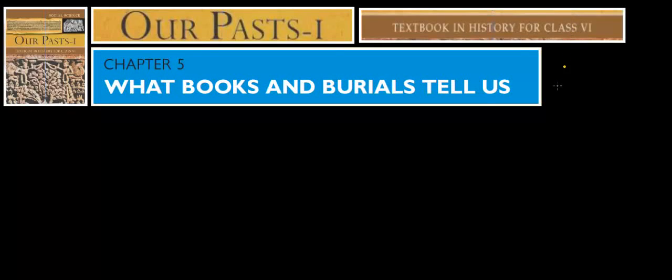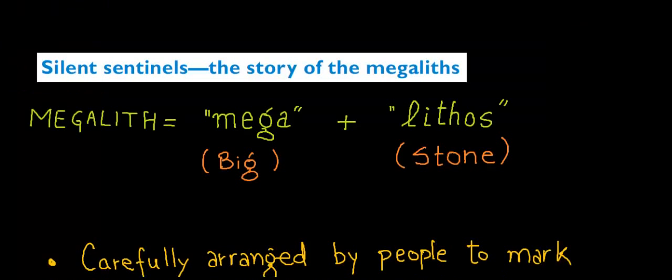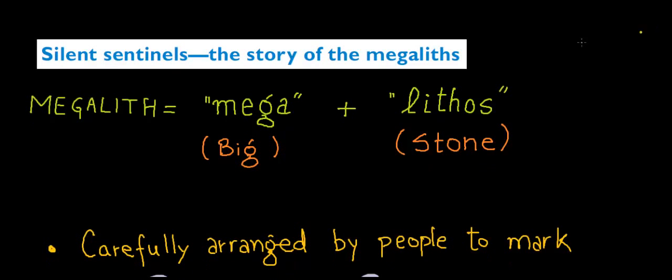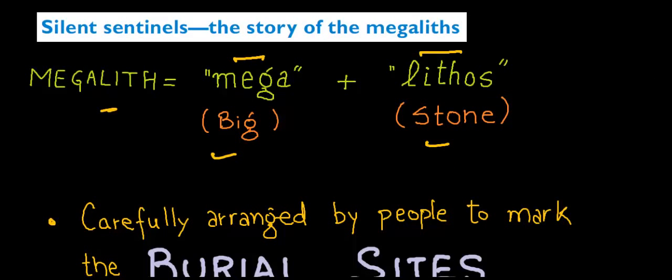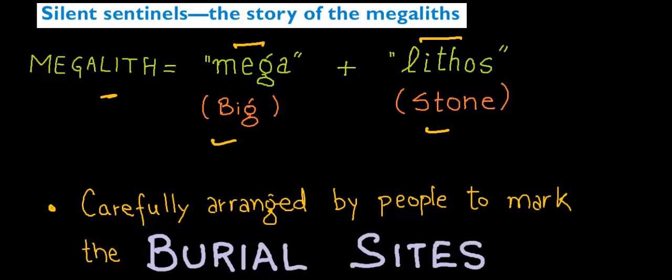Hello people, in the previous video we discussed what the books tell the historian. Now let us talk about the burials also. The NCERT book says, "The Silent Sentinels", that's the story of the megaliths. Now let's understand the meaning of the word megalith, where mega means big and lithos means stone. So literally it means big stones.